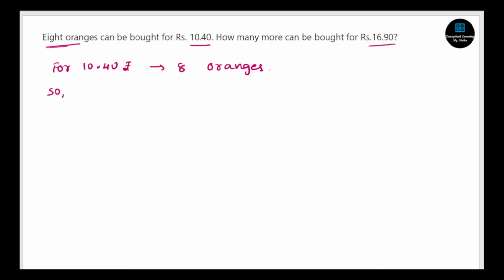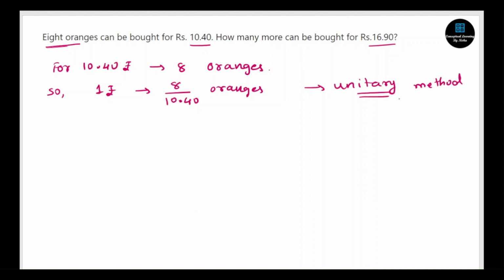So for 1 rupee, okay, how many oranges can I buy? So 8 upon 10.40 I can buy. Okay, so I have found for this 1 rupee. So this is called the unitary method. Okay, unitary method. We are finding for 1. 1 is nothing but the unit. So it is called the unitary method.